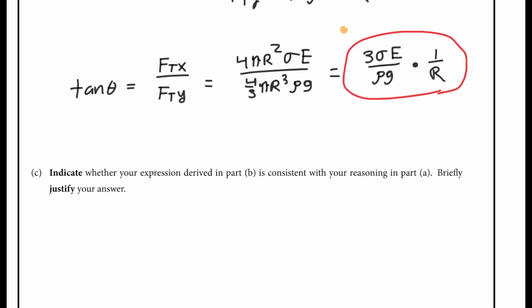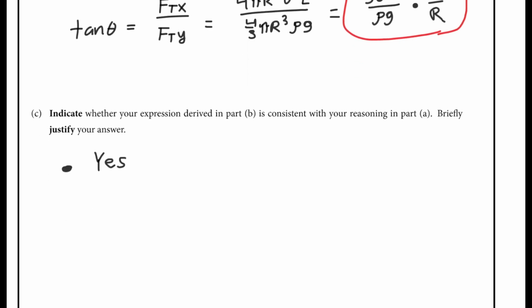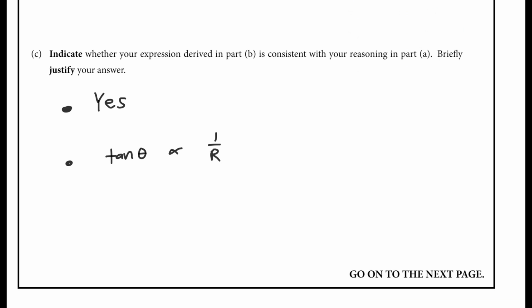So now we just have to answer, is this consistent with part A? So we said that theta should decrease. And I would definitely say that if r increases, theta decreases in this problem, just based on my formula. And why? So yes, they're consistent because we see that tan theta is proportional to 1 over r from part B. My derivation says tan theta has this 1 over r out front, so as r increases, tan theta is going to decrease, which is the same thing as saying that theta is going to decrease, which is as expected.